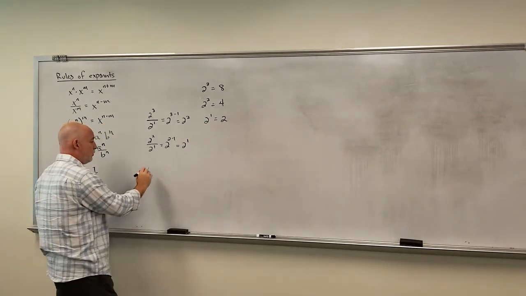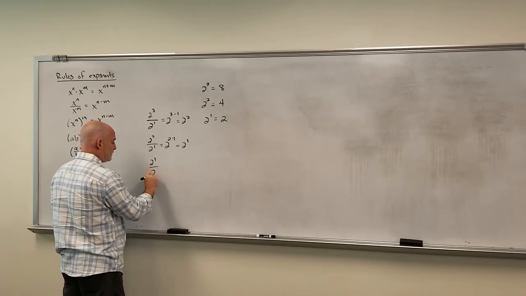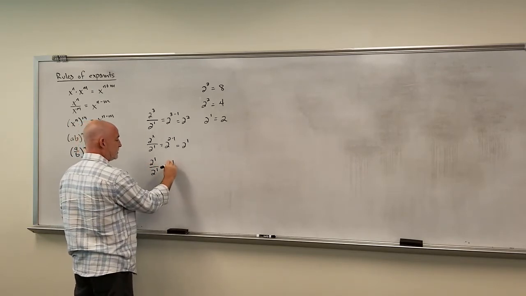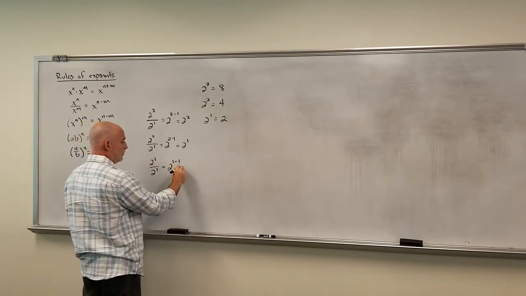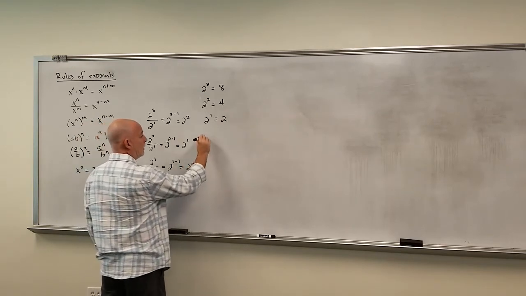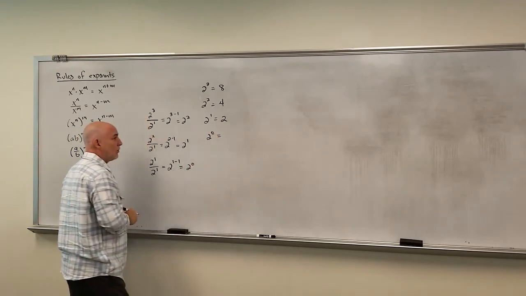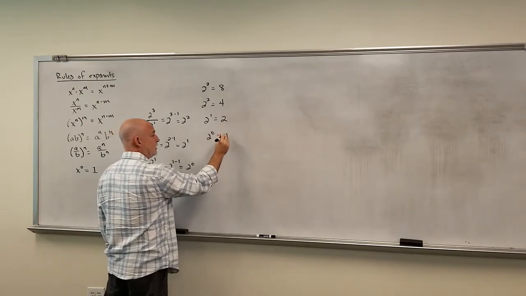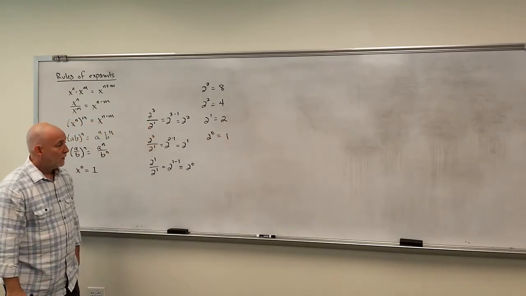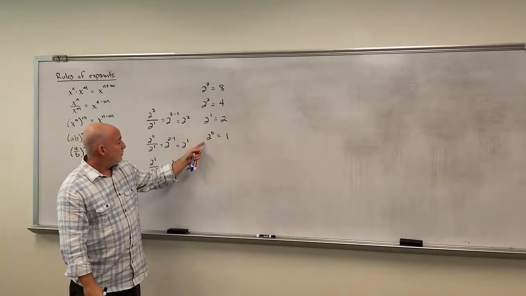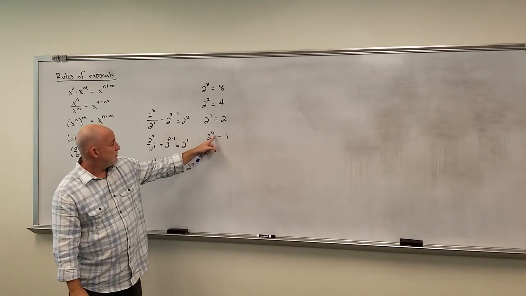So if we do this one more time, 2 to the first divided by 2, that's 2 to the 1 minus 1, which would be 2 to the 0. So on this side, we get 2 to the 0. On that side, 2 divided by 2 is 1. Okay, so notice that as we went down here, we see that 2 to the 0 power is 1.